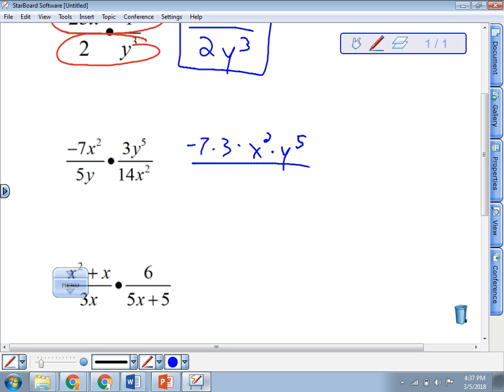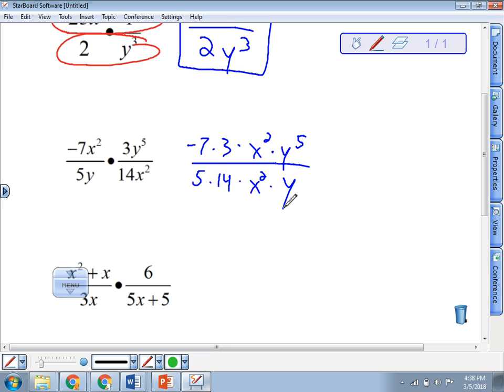Now, again, this is just a way to organize for people that are struggling with factoring and reducing. On the bottom, I'm going to have my 5 times 14. And then I'm going to list the x first because we always list x before y. So it's going to be times x squared times y. Now, when it's organized like this, I'm hoping that you guys can recognize a little easier what's going to reduce, factor out, cancel out.